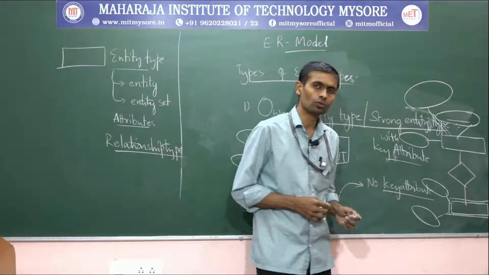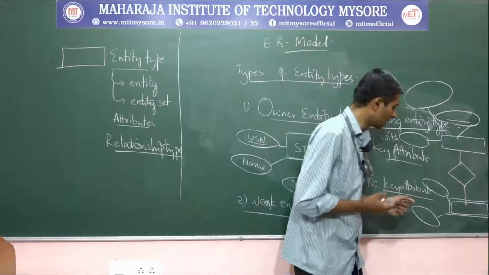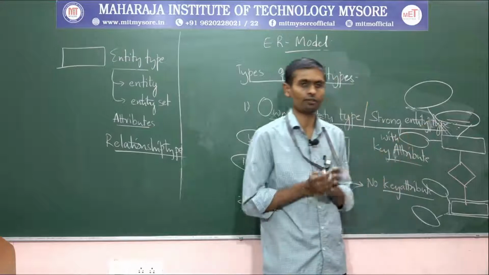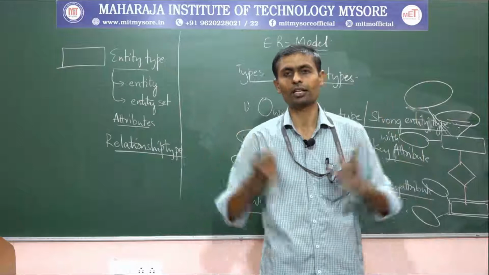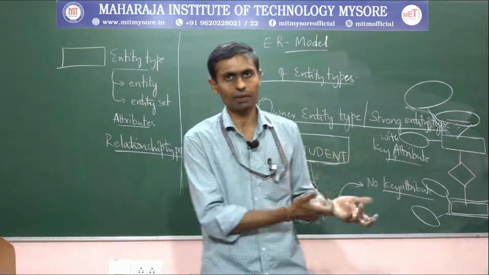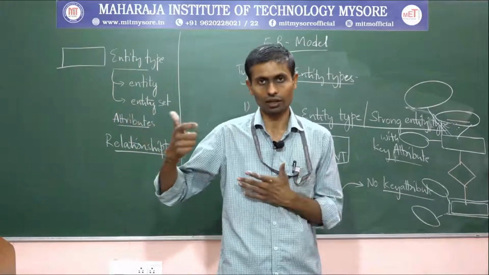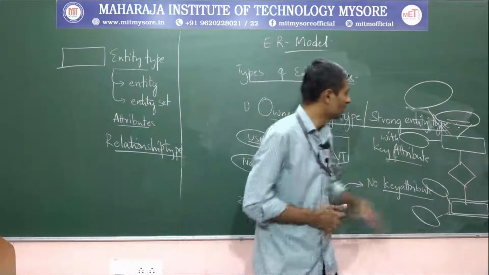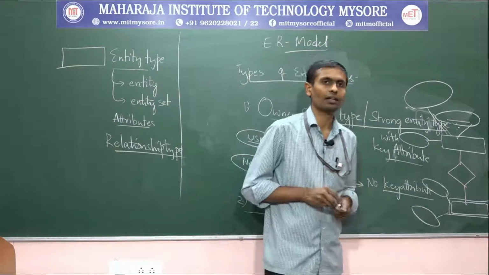We'll give one small example, and prior to that, one more interesting thing. In the previous scenario we showed that two strong entity types are connected with one another with the help of a relationship type. For example, we took a student belongs to a branch. There the student entity type has a key attribute, and the branch entity type also has a key attribute.